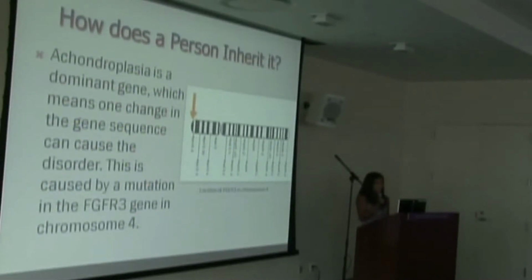How does a person inherit it? Achondroplasia is a dominant gene, which means one change in the gene sequence can cause the disease. So this mutation is in the FGFR3 gene in chromosome 4. FGFR3 stands for fibroblast growth factor receptor 3. And this is important because it interacts with other growth factors, and when it is mutated, glycine is replaced with arginine, and this causes the receptor to become overactive.